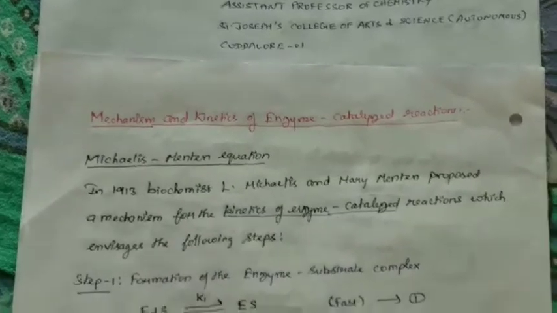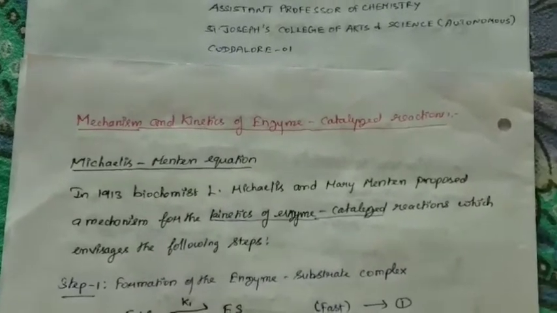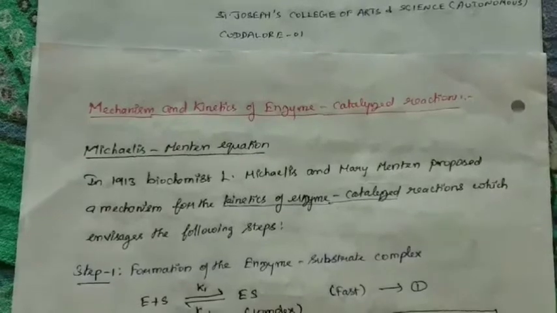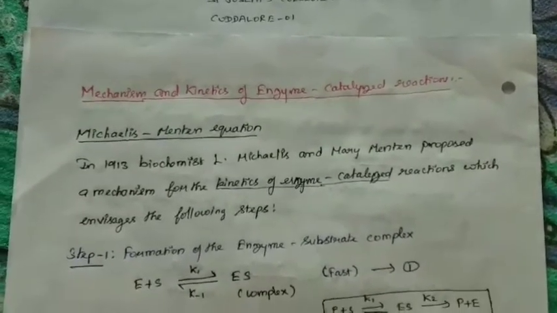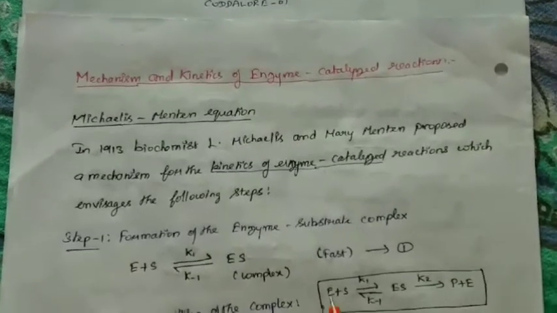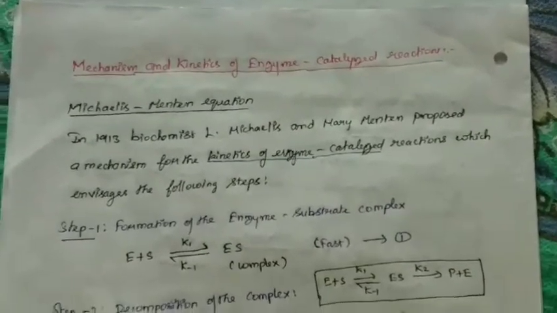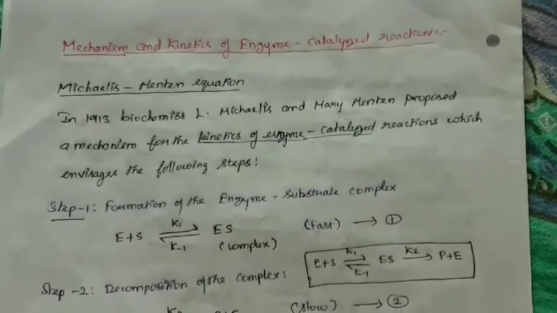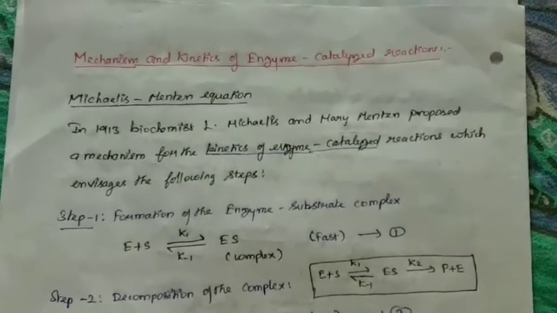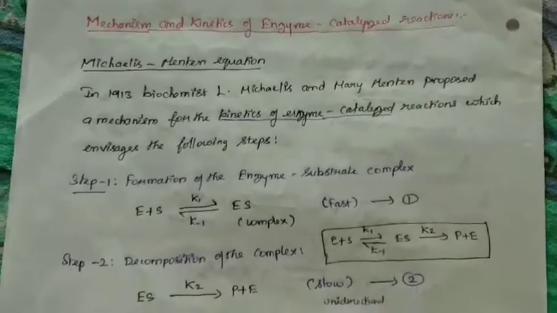So in this video, we are going to see the mechanism and kinetics of enzyme catalyzed reactions. So we are going to derive the Michaelis-Menten equation. This equation is particularly used to describe enzyme catalyzed reactions.